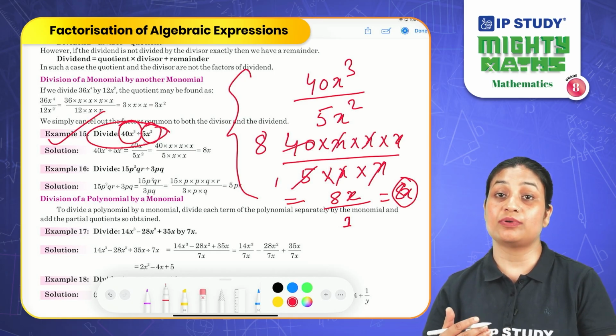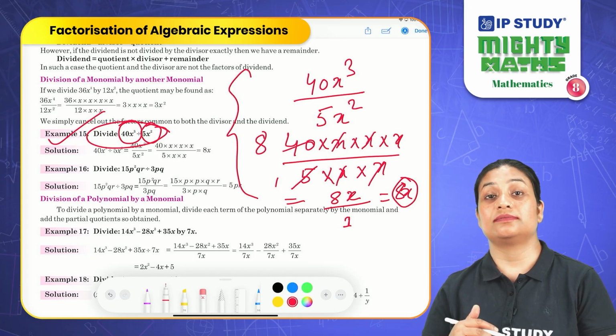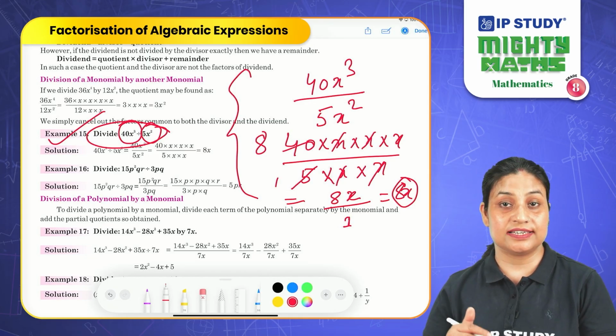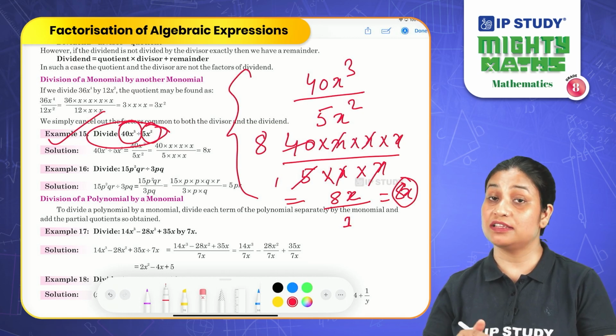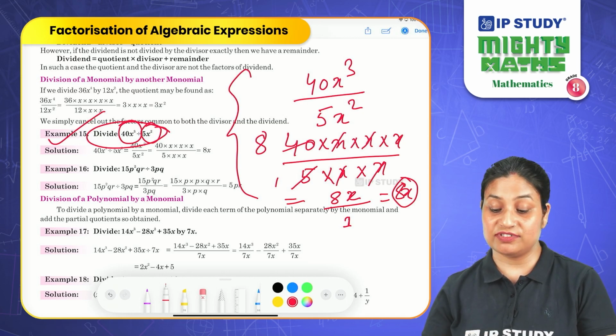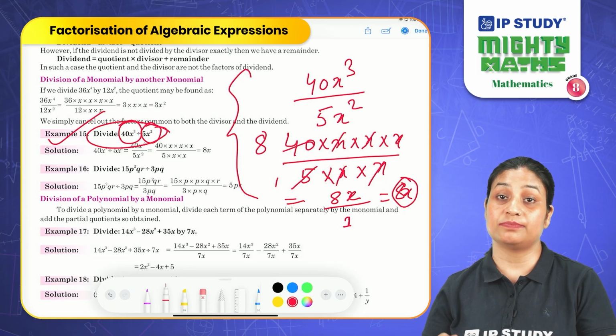Then we discussed how to factorize any algebraic expression using identities. Then we discussed how to factorize a trinomial using splitting the middle term. And at the end, we have just discussed how to divide algebraic expressions.